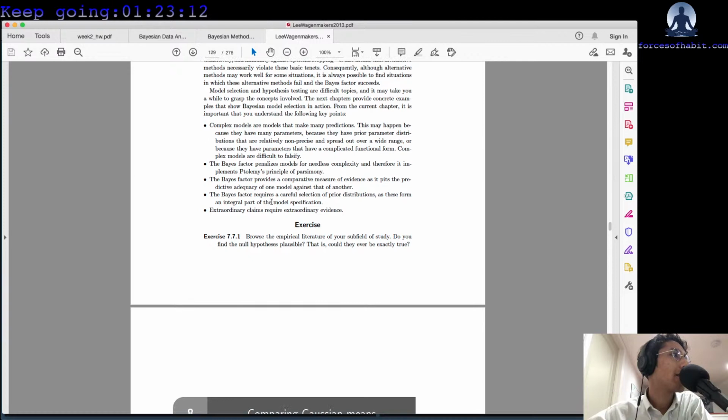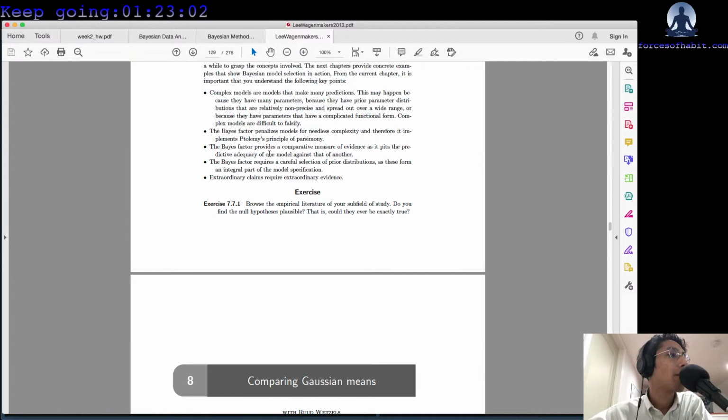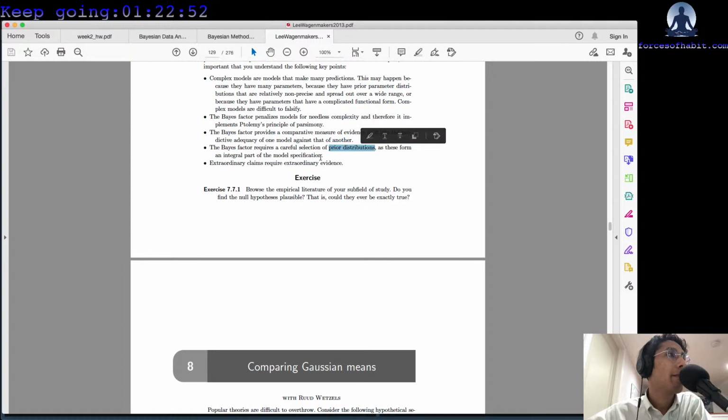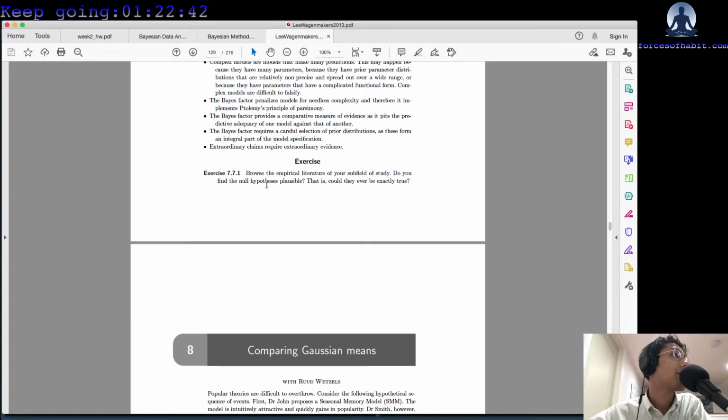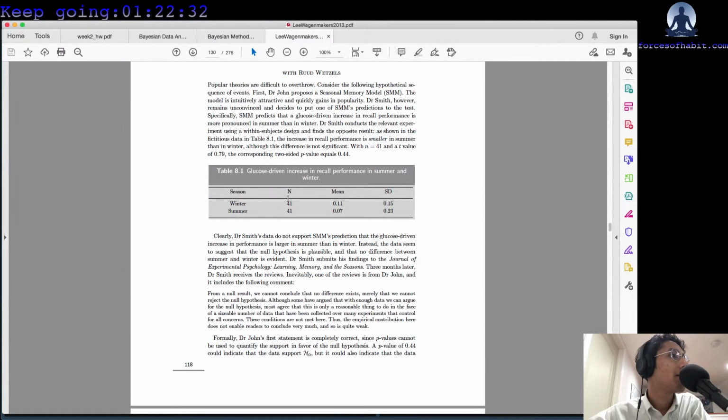So Bayes factors is the relative evidence between two models, and we have some conventional practices for assessing the effect size for interpreting a Bayes factor. And we have to be careful about our prior distribution's influence on the posterior, because this can, down the road, impact the inference that we draw if we're using Bayes factors. And of course, extraordinary claims require extraordinary evidence. So we're going to start with chapter 8 here. Popular theories are difficult to overthrow.